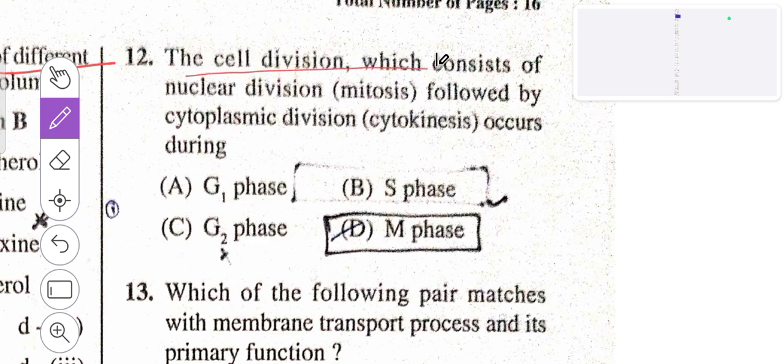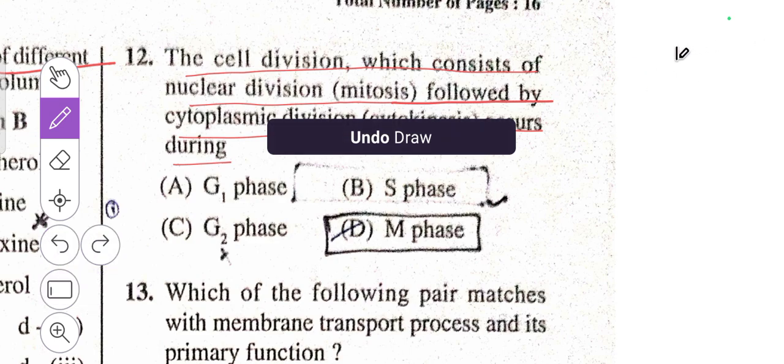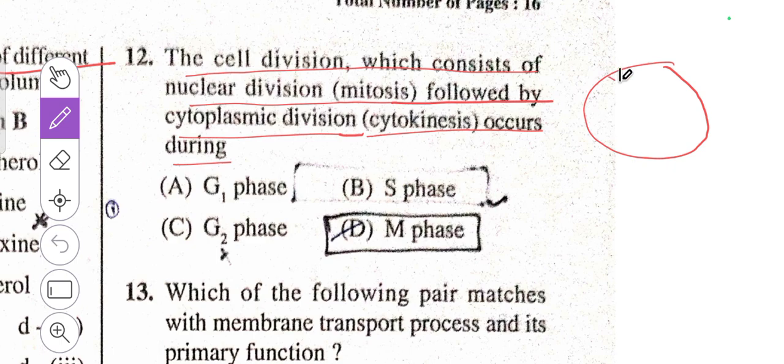Then 12th one, the cell division which consists of nuclear division, mitosis followed by cytoplasmic division, that is cytokinesis, occurs during. So this is cell cycle. Sorry, in this cell cycle, in this M phase of the cell cycle, where the mitosis followed by cytoplasmic division. So it usually takes place in M phase, as it is called as a dividing phase, where you will come across four phases, PMAT stages, prophase, metaphase, anaphase, and telophase. Soon after completing the karyokinesis, here cytokinesis takes place. So M phase is the right answer.